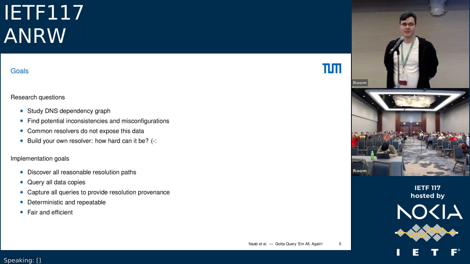And for our implementation goals, more or less guided by what we want to achieve, we want to discover all reasonable resolution paths. So if there's a hidden primary server, we are not going to brute force the entire IP space to find that server. We want to query all data copies as reasonable. We want to capture all those queries and save them, so that we can later provide provenance on why we got that answer, why we have an additional answer, why we didn't get an answer.